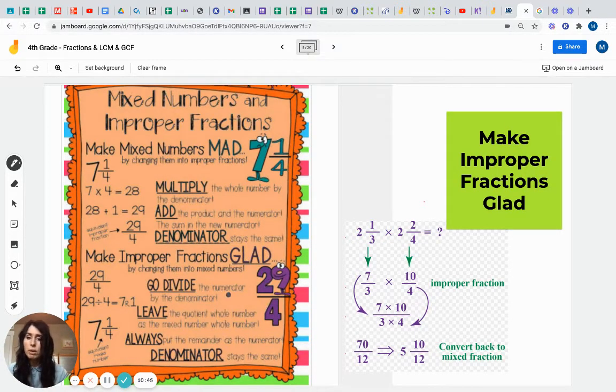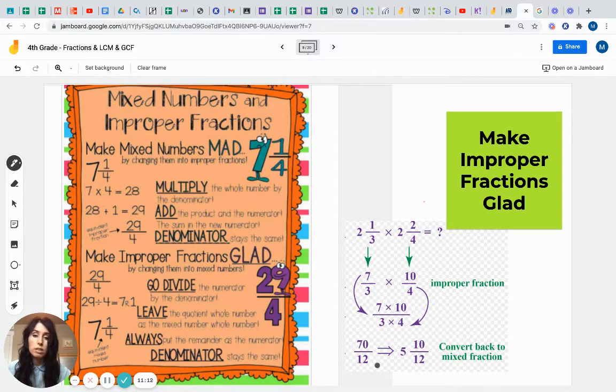Now, what it says, they're glad if you can change them back to a mixed number. So to do it, you would just divide. You would divide 29 by 4, and you're going to get 7 with one remainder. And so you put the 7 in the front, for if I was doing this, and then I would put the 1 on top, and then what I divided it by in front of it.